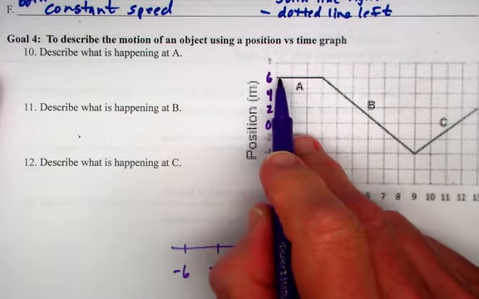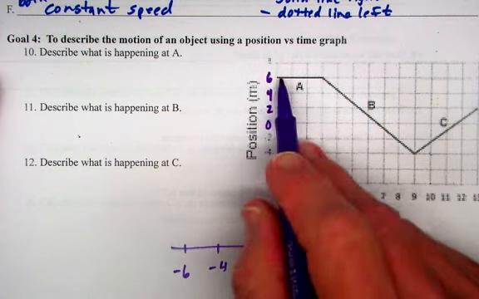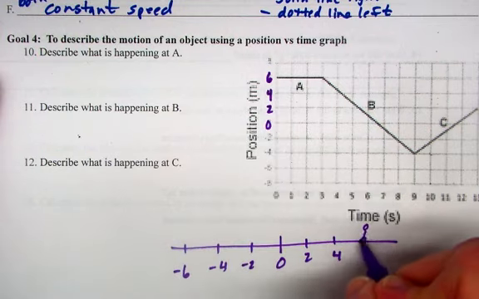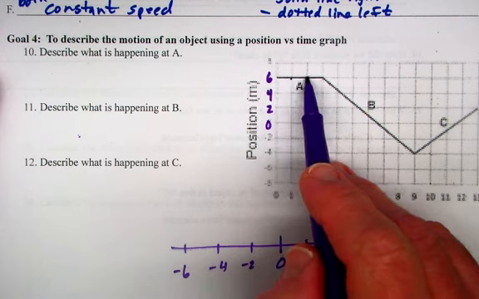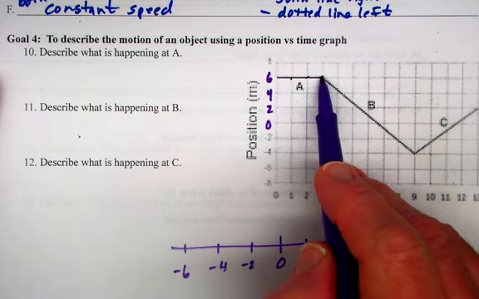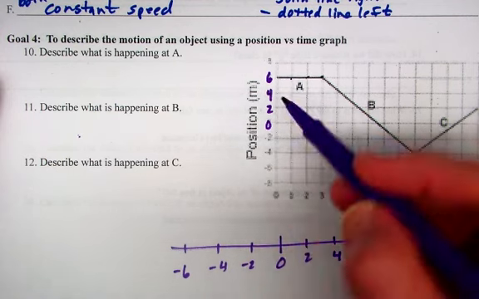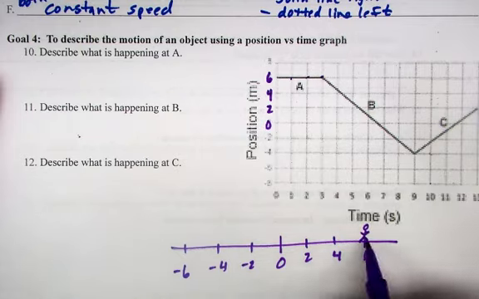So basically what's happening here, the person's starting right here at position 6, and they're standing there, and then they're still standing there, and they're still standing there. So when the line is flat on a position versus time graph, they're staying at rest.